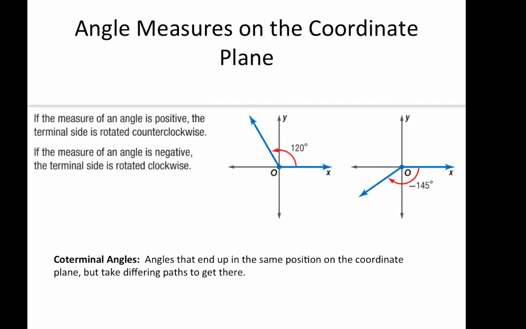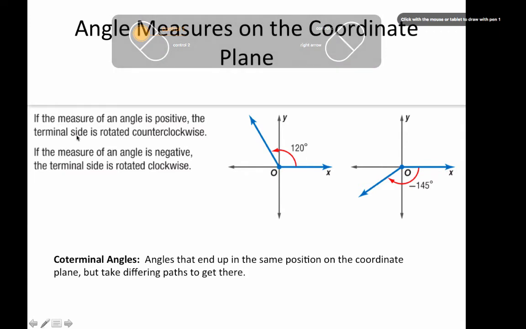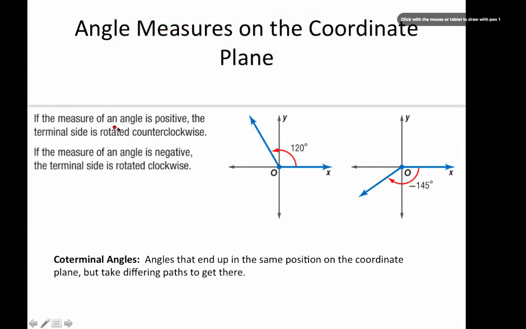We're going to start with lesson 12.2 here. We're going to talk about angle measures on the coordinate plane. It says over here that if the measure of an angle is positive, the terminal side is rotated counterclockwise. So we're going to have this. This is going to be like the initial side. You're going to start off to the right through the x-axis. This will be like 0 degrees, and then we rotate up 90 degrees, 180, 270, and then back to 360, etc.